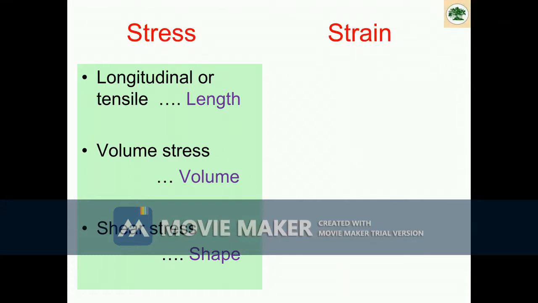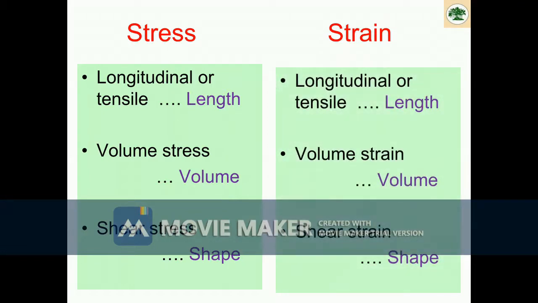Similarly, there are three important strains also. First one is the longitudinal or tensile strain, second one is the volume strain, and third one is the shear strain. They are measured with length, volume and shapes respectively.